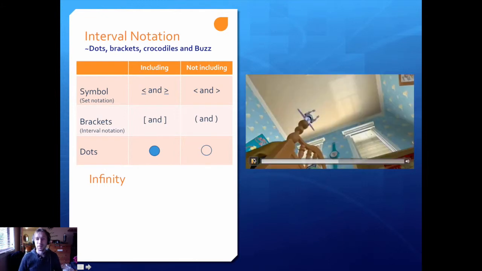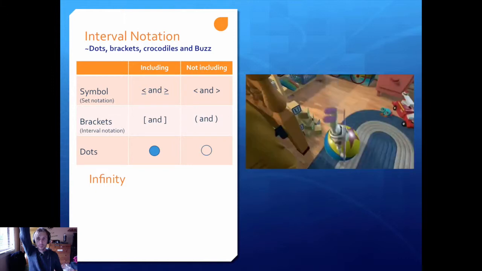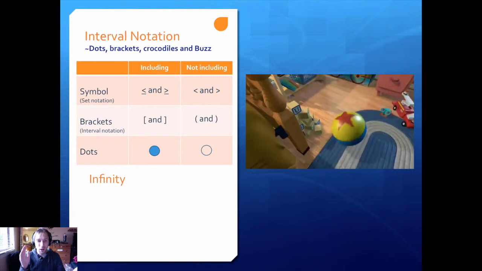To infinity and beyond! One of the best movies of all time. That's right, when I first heard infinity, I was thinking Buzz Lightyear for the whole lesson.